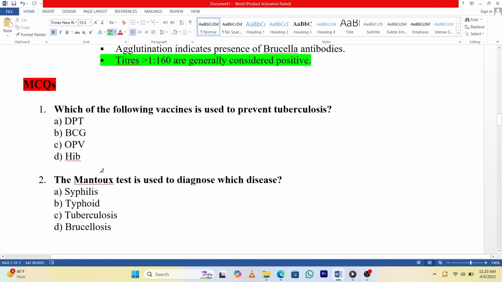MCQs, most important. 1. Which of the following vaccines is used to prevent tuberculosis? A. DPT. B. BCG. C. OPV. D. Hib. Answer, B. 2. The Mantoux test is used to diagnose which disease? A. Syphilis. B. Typhoid. C. Tuberculosis. D. Brucellosis. Answer, C.